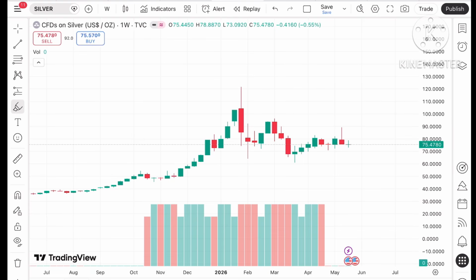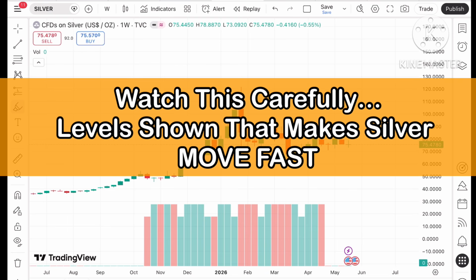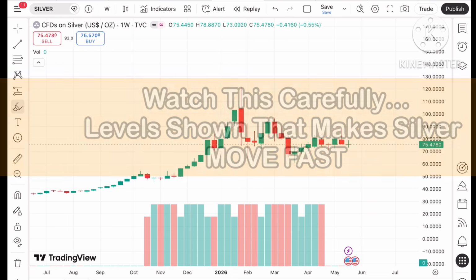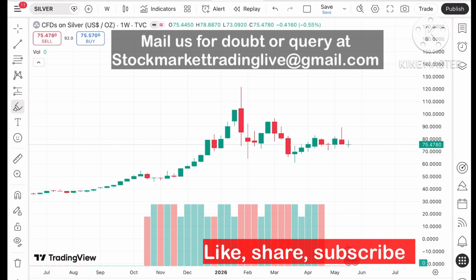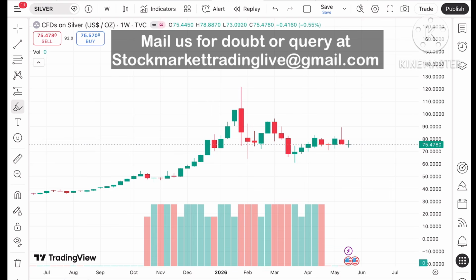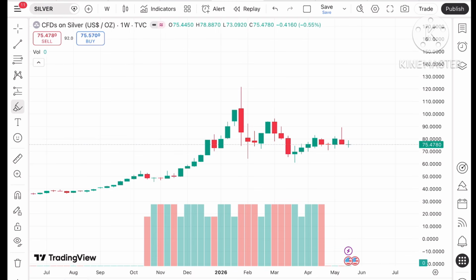Next week could be explosive for XAG USD because silver is sitting at a zone where one breakout can trigger a massive rally, while one rejection can crash the market fast. And trust me, with what's happening with the US dollar, Fed expectation, and global risk sentiment, this is not a week to trade blindly.